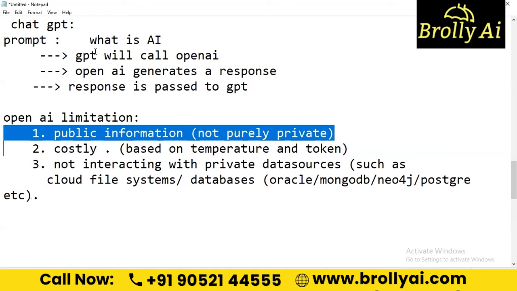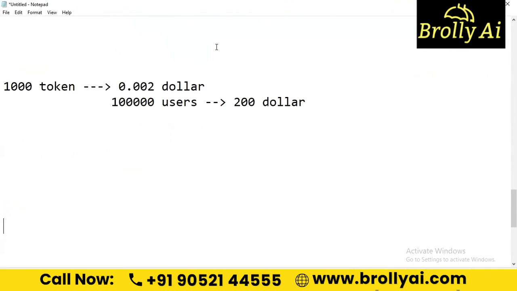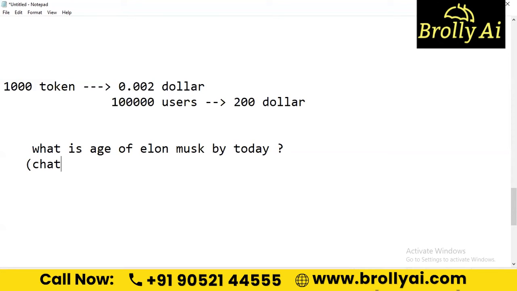Understand? So what is AI? This is the question. This is not my private question. This is public. For all public information, you can use that. For example, if you ask the question, what is the age of Elon Musk by today? This is my question. Especially think that you are using ChatGPT 3.5, or 3. So it has information for the past 2 years, up to 2021 or 2021 ending, the latest information available.